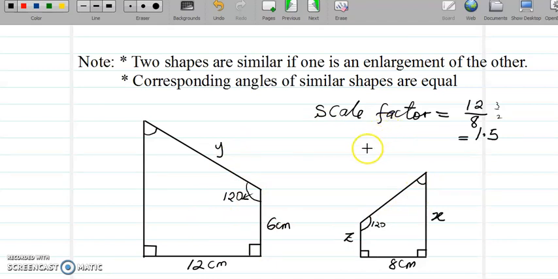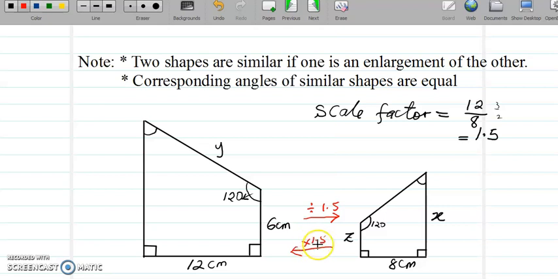The easiest thing to do here is that if we want to reduce the large size to the small size, just divide it by the scale factor 1.5. Then if we want to enlarge the small size to the large size, just multiply it by 1.5.